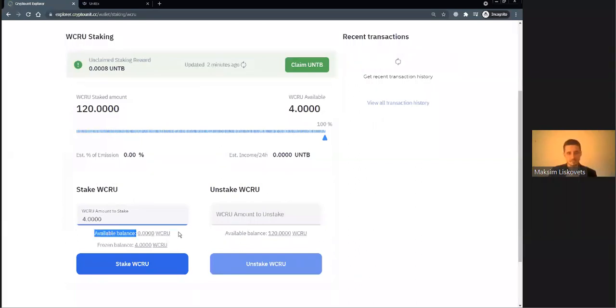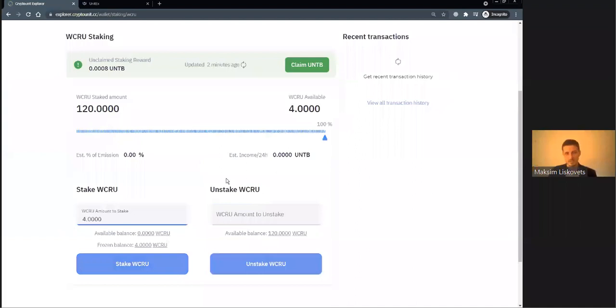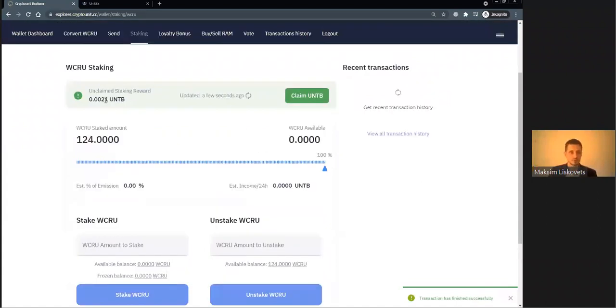And here we see the balance available of World CRUs and the frozen balance. It means unfrozen World CRUs, how many I have, and those frozen. We see that there are 4 frozen CRUs, and we may stake them as well. You click this blue button, Stake World CRU, enter your PIN code again, confirm PIN, and the transaction is complete successfully. And now I have 124 World CRUs staked.